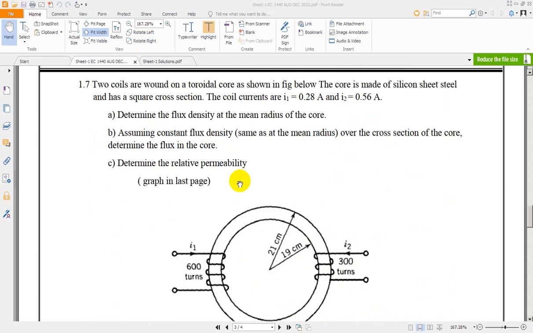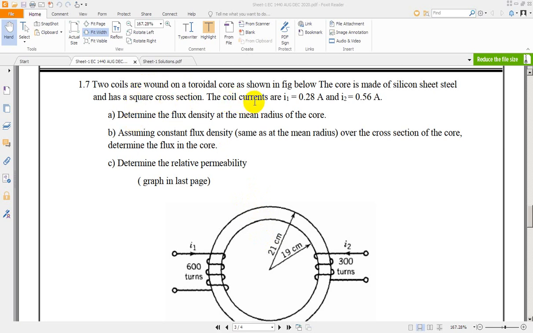Coming to problem number 7, we have two coils which are wound on a toroidal core. It means circular form, but it has a thicker cross sectional area. The core is made of silicon sheet steel and has a square cross section. It means when we cut this ring, the visible cross sectional area is in the form of a square. This is one important point.